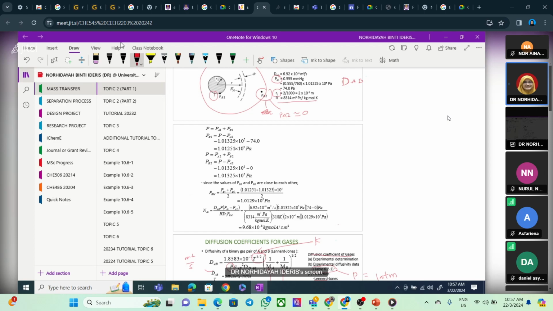Instead of calculating the value of PBM by using the equation, the Aldous Loan, they only use the average value. PBM equals PB1 plus PB2 over 2. However, this is only acceptable if the values of PB1 and PB2 are close to each other. Only then can we just take the average. Okay, so you can try to solve it.